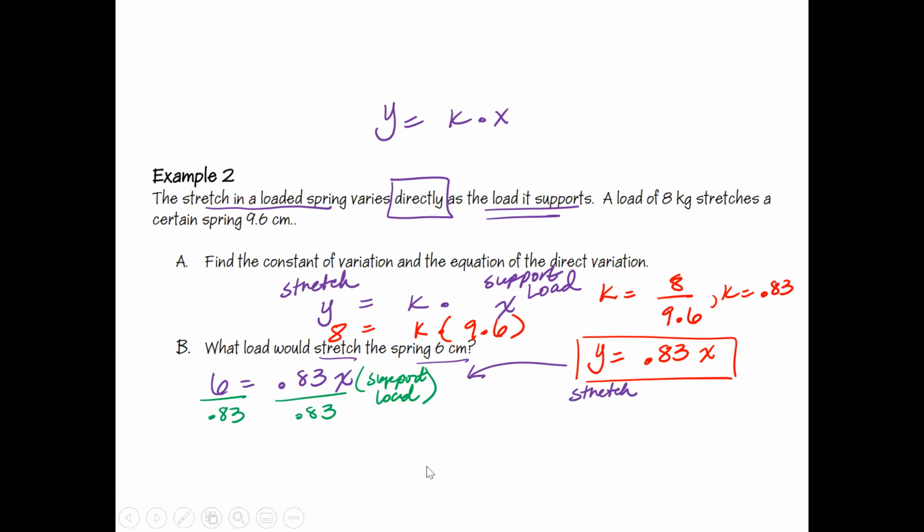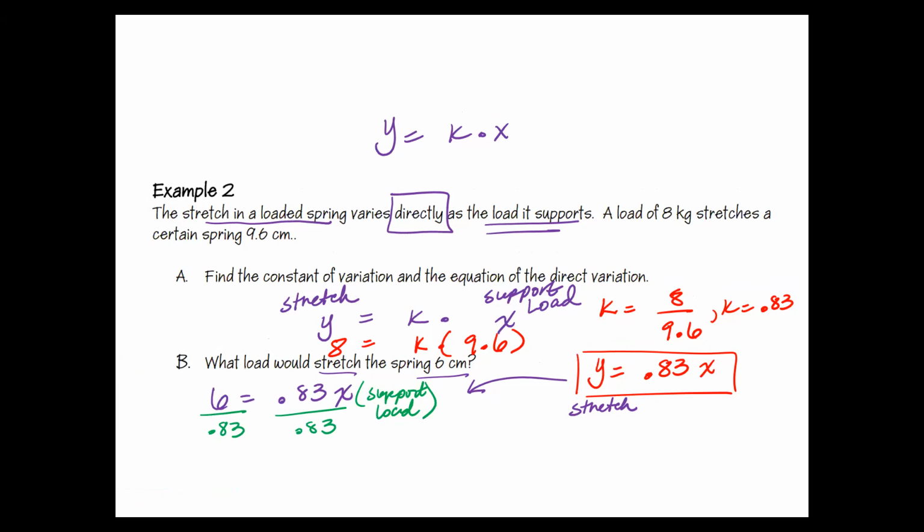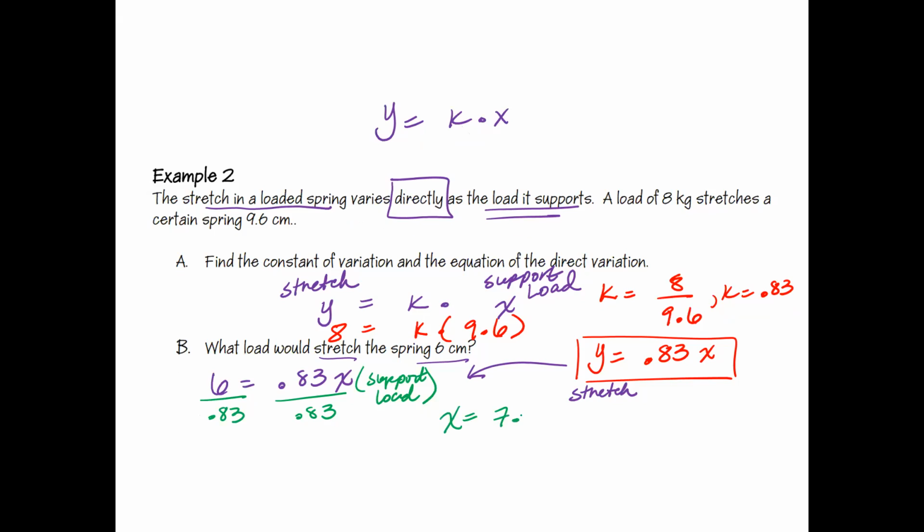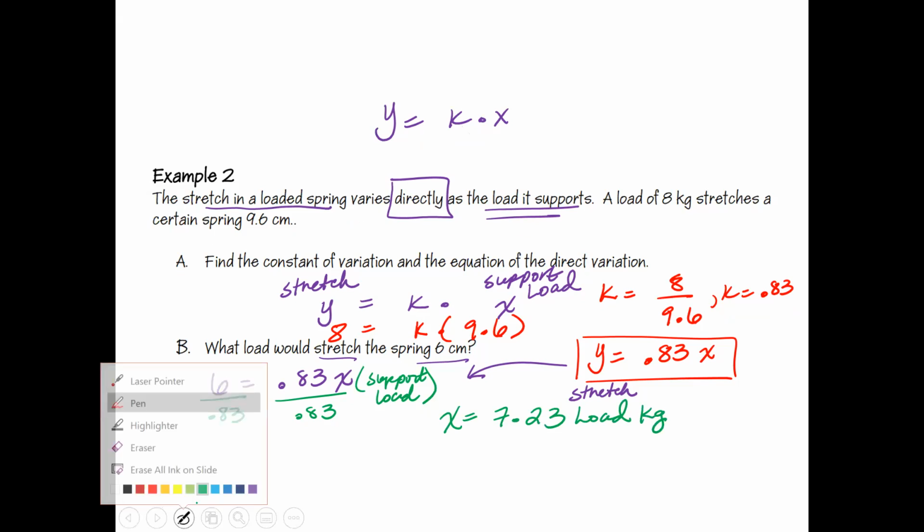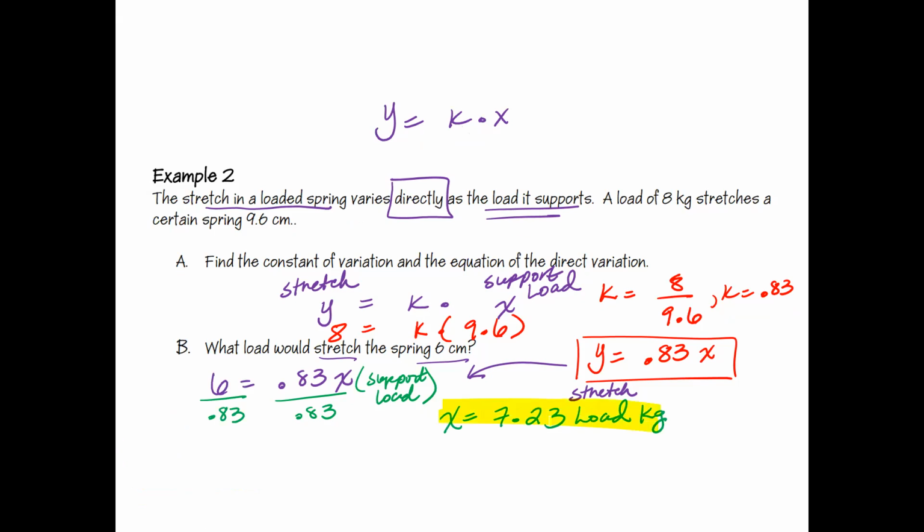So once again, you're going to go back to your calculator, and we're going to divide 6 by 0.83. So here's 6 divided by 0.83. And what is the load that you have? It's 7.23. So x equals 7.23 load. And the load is going to be in the unit of kilograms. And that is your answer.